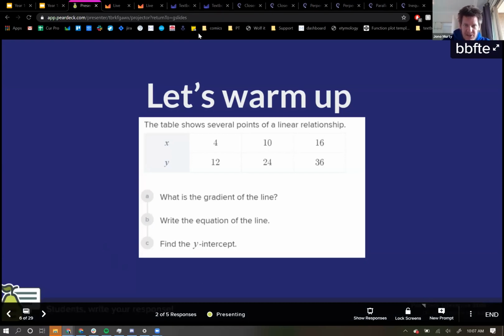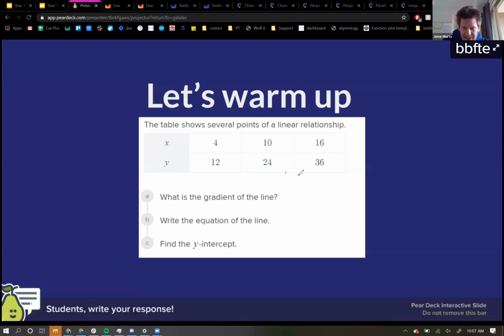As we are going, I'll just show you the method I would probably use. So you can see here, we increase by 12, and from here, we've increased by 6. If we wanted to use rise over run to find the gradient, 12 over 6, we'll get a gradient of 2.